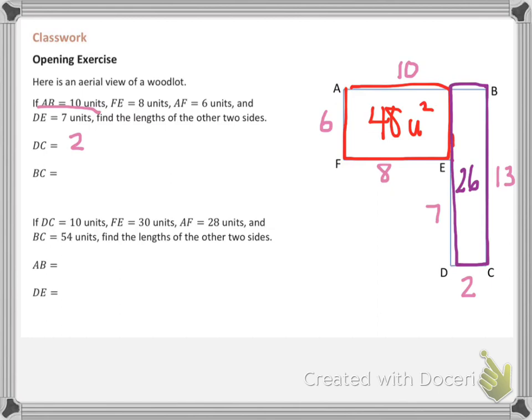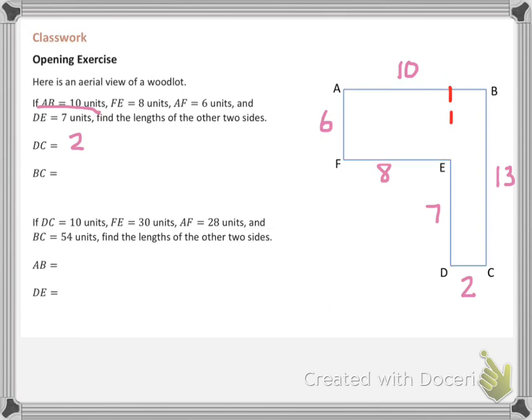So I could decompose it in any way that I want, as long as I can get shapes that I know how to find the areas of. Rectangles, obviously, we know. That's one way. That's called decomposition. You could also do something called composition, or compose, and that is to just complete the rectangle.